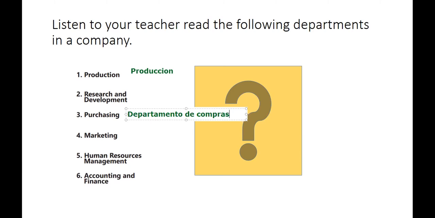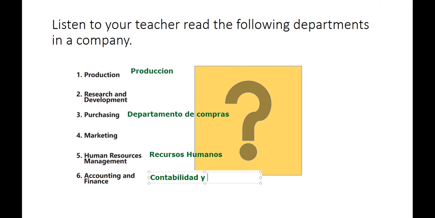Very good. What about the others? Number five. Recursos humanos. Very good. Recursos humanos. Donde nadie quiere ir después que lo contrataron. Okay, very good. And six, what else? Contabilidad y finanzas. Very good. What do you think marketing is? Mercadeo, publicidad. Uh-huh, okay.